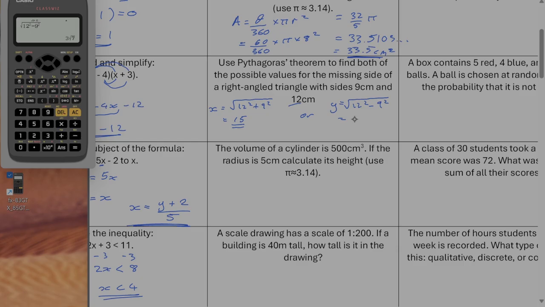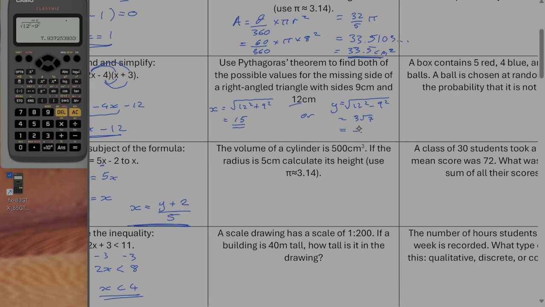So 3 root 7, we'll put that for now. 3 root 7, and then we'll go decimal. So 7.937 dot dot dot. So 7.9.